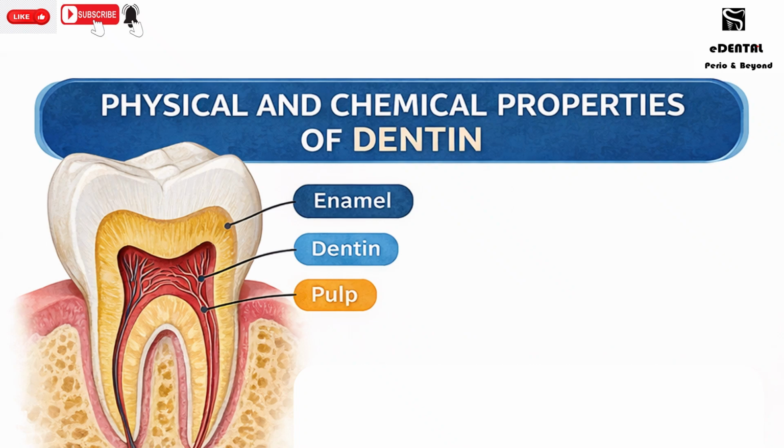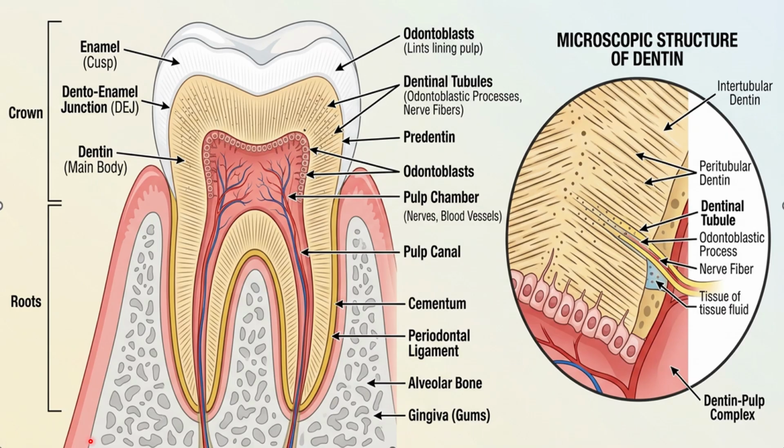In today's video, I'll be discussing the physical and chemical properties of dentin. So let's first understand what dentin is. This is a cross section of a tooth. Here we can see that the outermost part is formed by enamel. Then we have the dentino-enamel junction, which joins the enamel to the main body of the tooth that is formed by dentin. So dentin is a calcified tissue forming the bulk of the tooth, and it lies between the enamel and the cementum of the root, and this dentin surrounds the pulp.